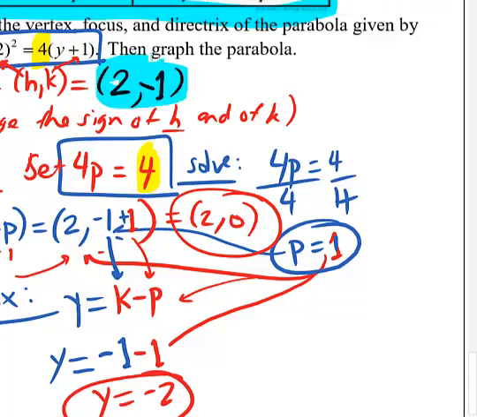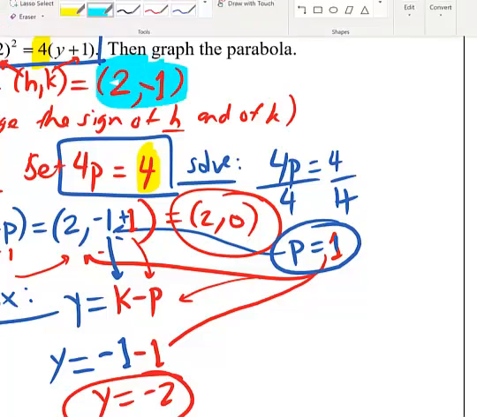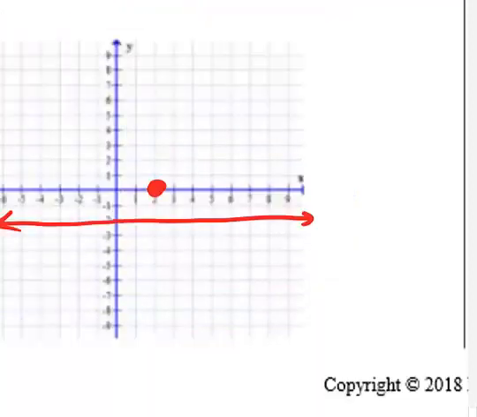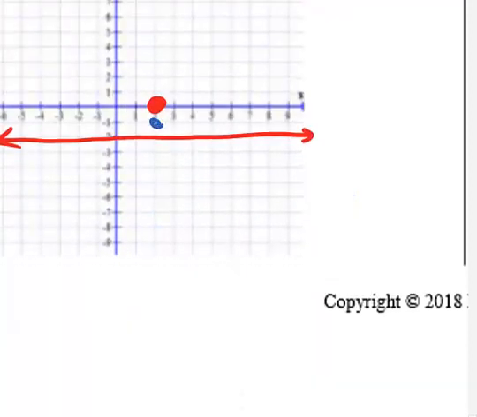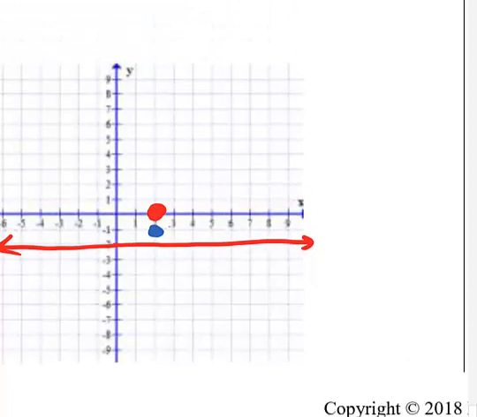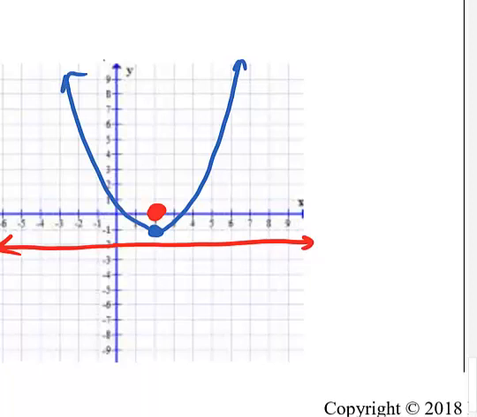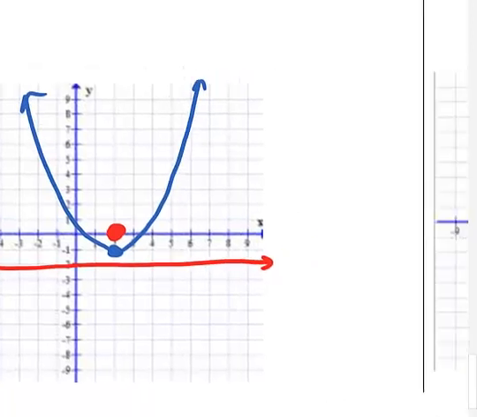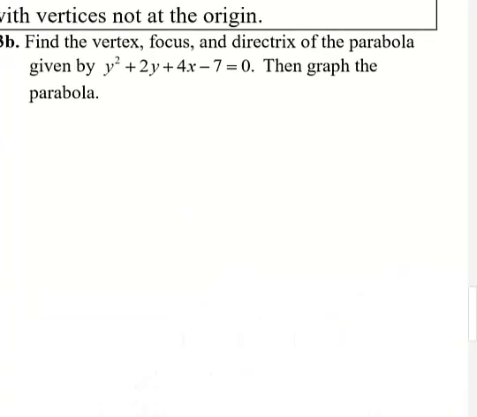Let me plot that guy. 2, negative 1. Where's that point? 2, and then down 1. Yep, he's right in the middle, so you know he did something right. And then if you want to know which way this thing opens, it should open towards the focus, so it must open upward. So that the focus is kind of enclosed inside of it. Okay, sorry about that, you guys. I kind of messed up on that one.